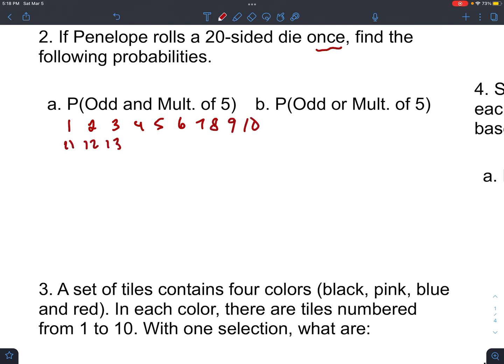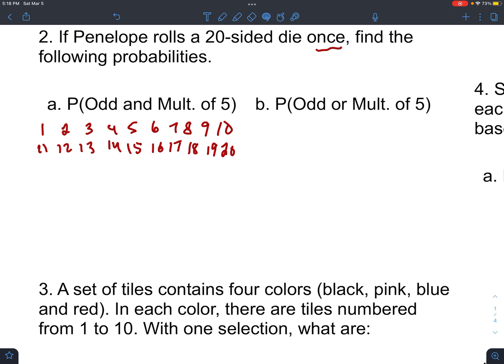11, 12, 13, 14, 15, 16, 17. So with problems where the numbers are small enough, this one's kind of borderline with 20, but you can always list the possible things and just kind of circle the ones that are successes. So if we want a multiple of 5, we're only really narrowed down to these 4, right? But they have to be odd as well. So the only ones of those that are odd are just these 2. So the chance of that happening is 2 out of 20 numbers.